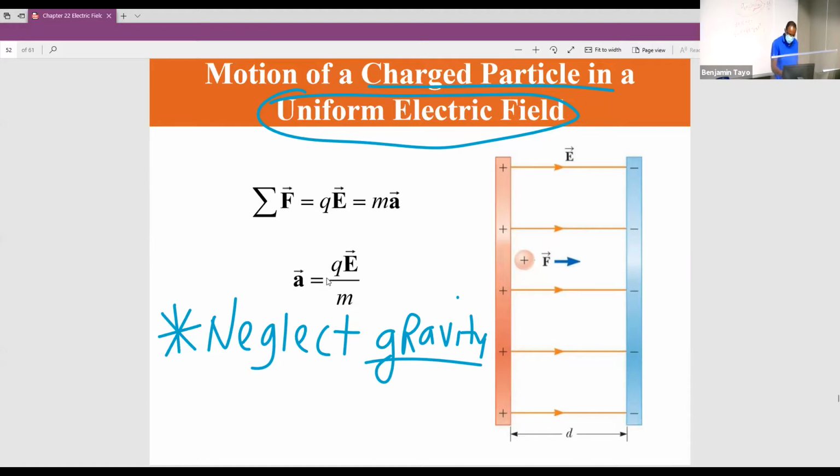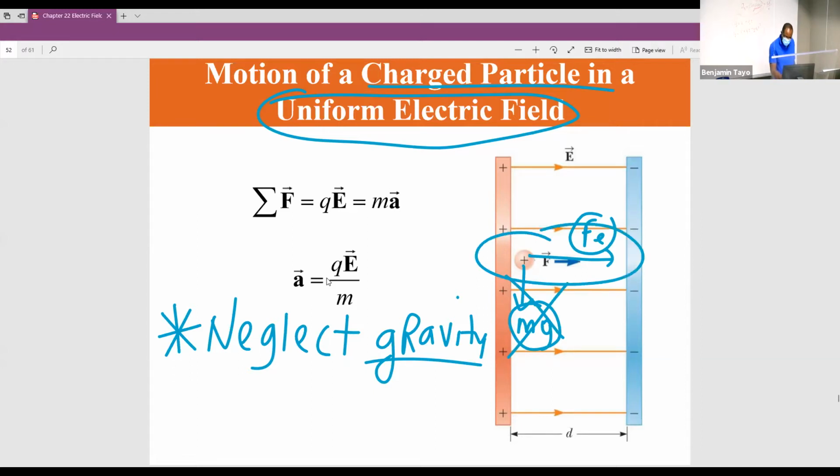Because if you look at this, if you really want to be correct, you should say that gravity is going to be acting like this, and then you have some electric force acting like that. But we're saying that because this electric force is way bigger than this force of gravity, we can just forget about the force of gravity and focus on this electric force that is acting in the system.